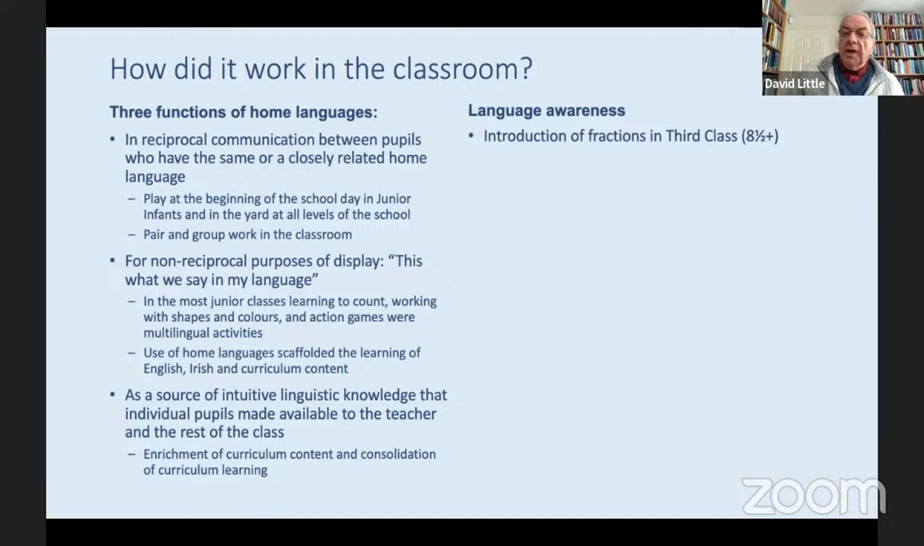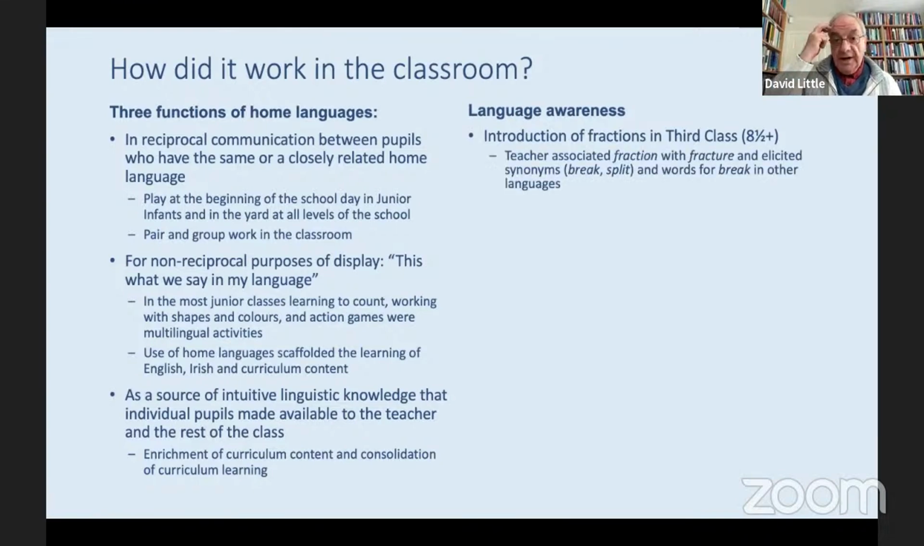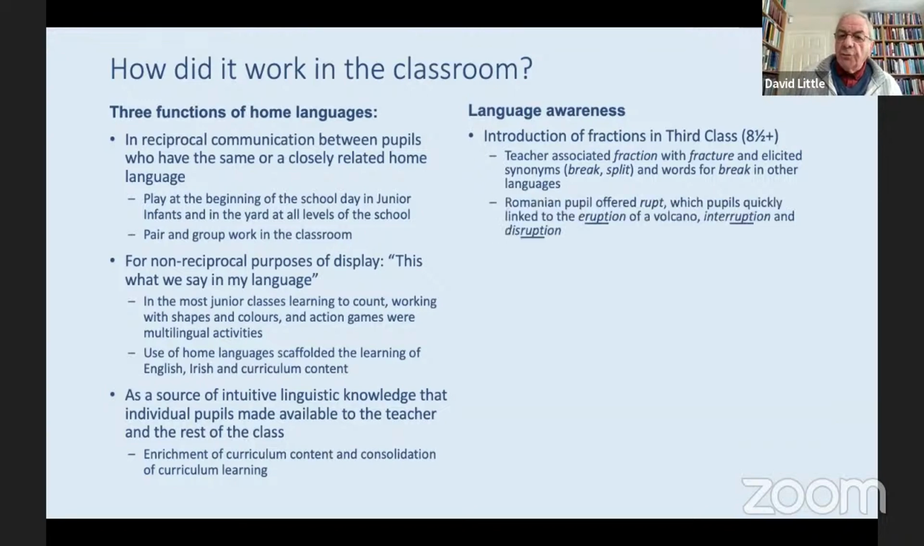For example, in third class, pupils are introduced to fractions in their maths lessons. One teacher did this by writing the word fraction on the whiteboard and associating it with fracture and eliciting synonyms, break, split, but also words for break in other languages. A Romanian pupil offered rupt, which pupils quickly linked to the eruption of a volcano, interruption, and disruption.